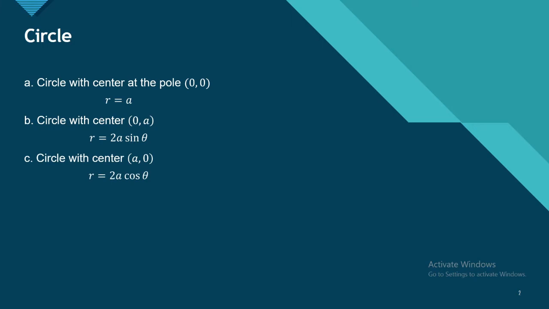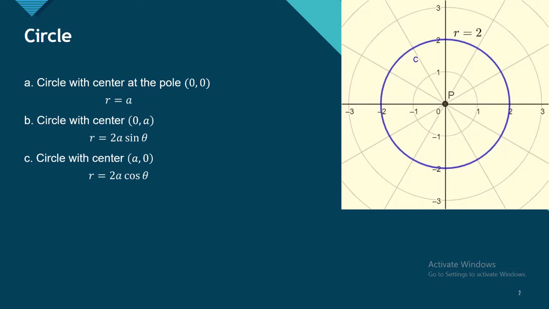We will see circles in the polar coordinate system, but the equations that define those circles are different from how we define them in the rectangular coordinate system. So this one, for example, r = a, is a set of points whose distance from the pole is equal to a. So that is a circle. For example, this one, r = 2, is a set of points in the polar coordinate system whose distance from the pole is equal to 2.